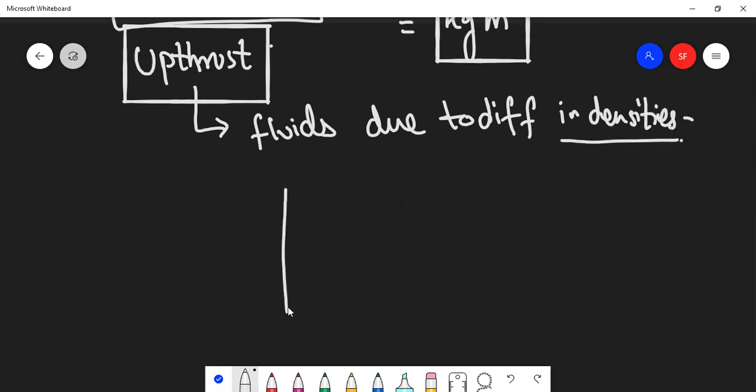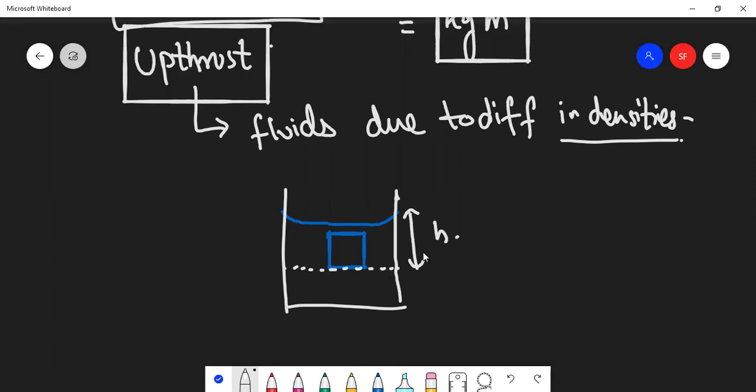Now, if I have a container, and in this container I have a fluid. And I immerse an object at some level in this fluid. At the base of this object, right over here, which is at a depth of, let's say, h, this object will experience a pressure force. It will experience some pressure at this particular point. The formula for calculation of pressure in fluids is rho g h.